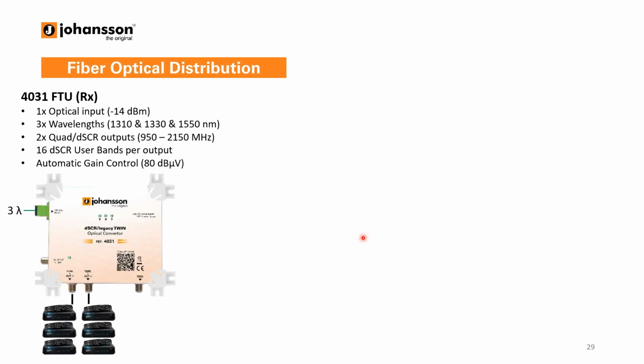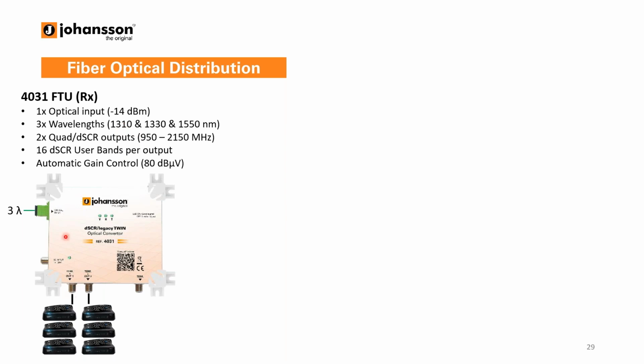Then the other optical receiver type we have is the fiber termination unit. So here we have 2 models, the 4031, single optical input. It supports all wavelengths, all 3 wavelengths. This one has 2 outputs, or better 3 outputs. So 2 generic outputs which contain the satellite and the terrestrial, and a terrestrial only output. So the 2 generic outputs, these contain all the signals coming from the different wavelengths. So it will have a satellite and terrestrial combined.